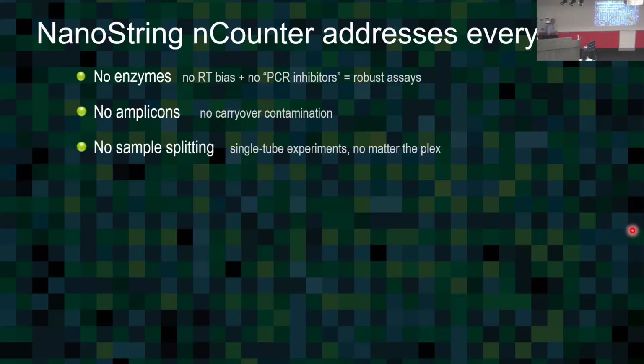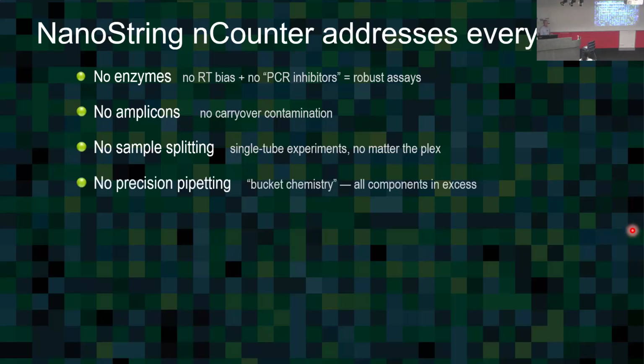There's no sample splitting. And you know what that means? Because PCR is at 1-plex, you typically divide up for every target, and that means precision pipetting. If you don't pipette with absolute precision, you add noise, you add error. We don't do that at all. Everything's in the one tube, no matter the plex. So no precision pipetting. This is bucket chemistry. Every component in the reaction is in excess, which is why it's so robust.